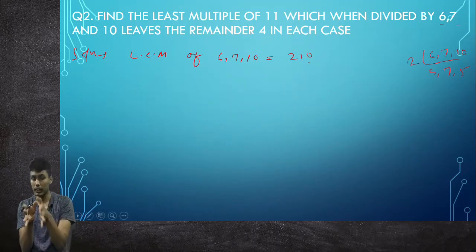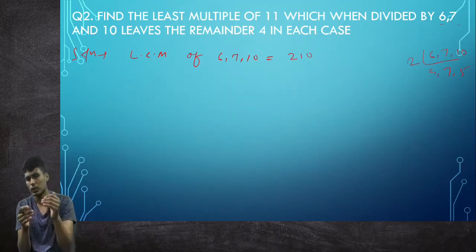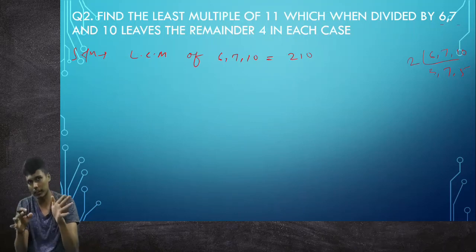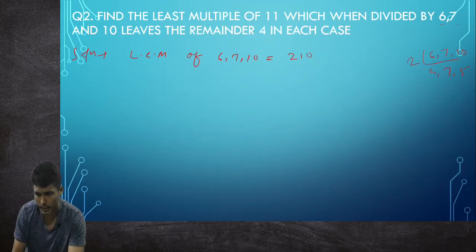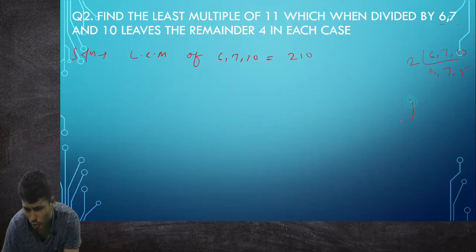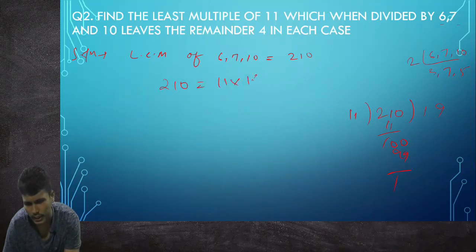Now another thing, the answer must be divisible by 11. So can 210 be divided by 11? We have to check it and write it down. 210 divided by 11: 11 1s are 11, the remainder is 100. 11 9s are 99. The remainder is 1. We can write 210 as 11 into 19 plus 1.